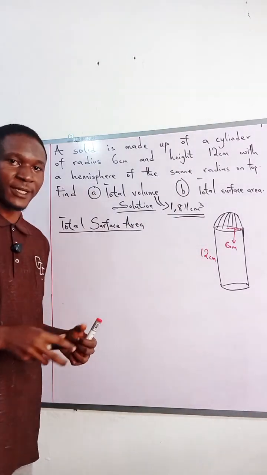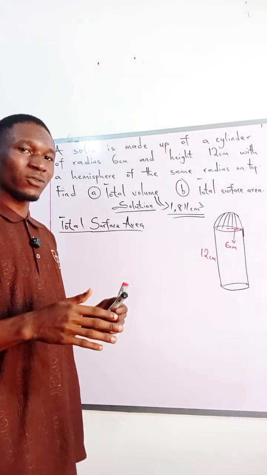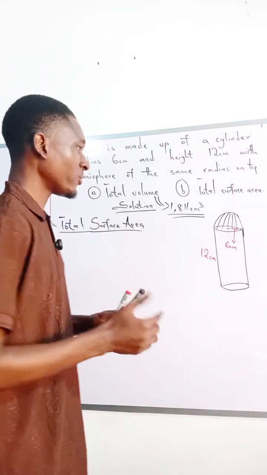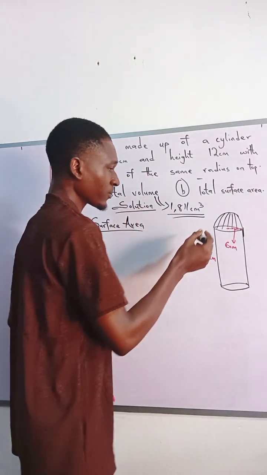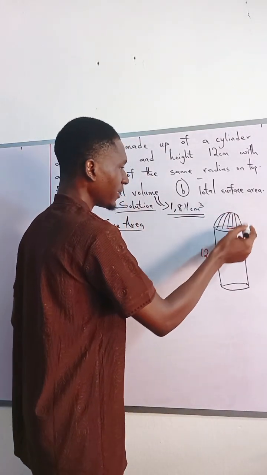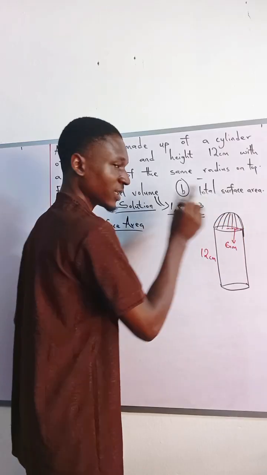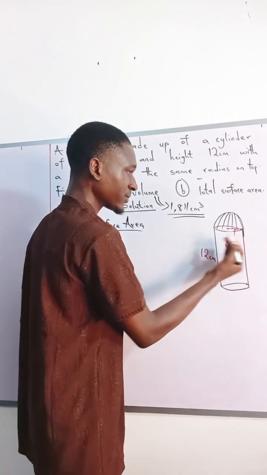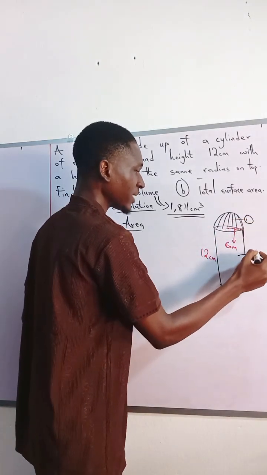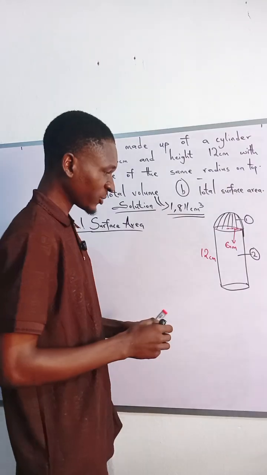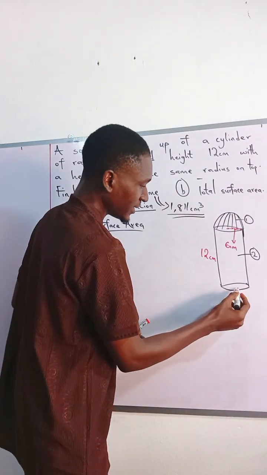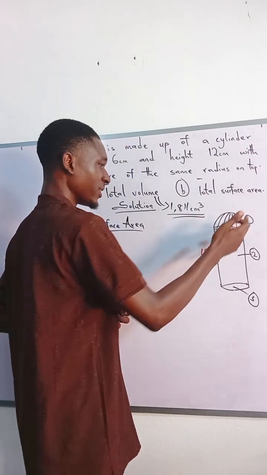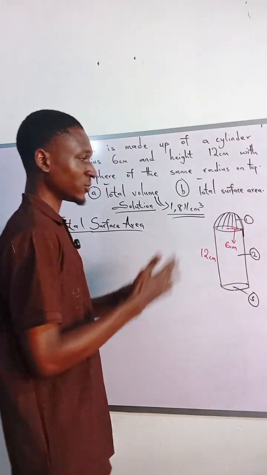In the total surface area, you are calculating the area of the exposed part of that solid. Yes, only the exposed part. For example, here we have 3 different exposed parts. The top of this hemisphere that is exposed, that is 1. The curved side of the cylinder is 2. And which other part can be exposed? The base circle, which is 3. So we are going to calculate the total surface area of these 3 different entities and add them together.